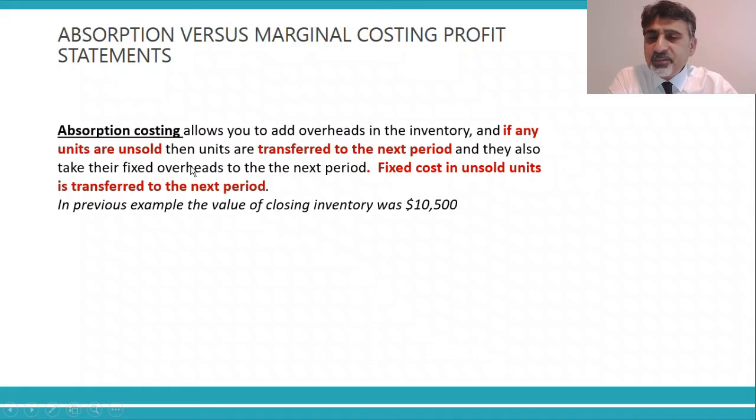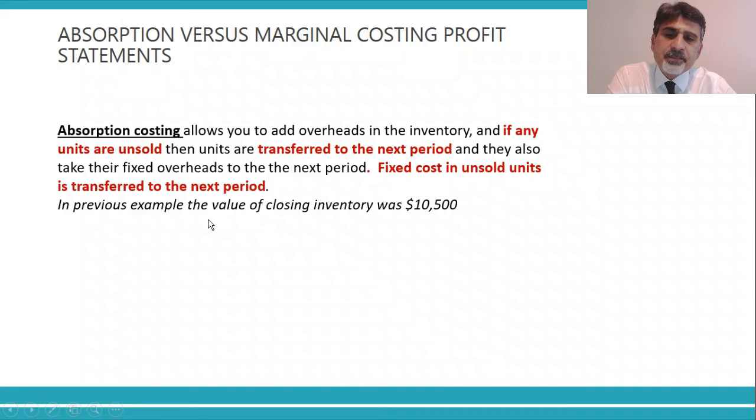Let me read it again. If any units are unsold, then units are transferred to the next period and they also take their fixed overheads to the next period. So if you remember, there were 300 units which you transfer to the next period. In each unit there was $5. So when the unit moved to the next year, it also took $5 multiplied by 300 units. $1,500 of fixed cost is transferred to the next year.